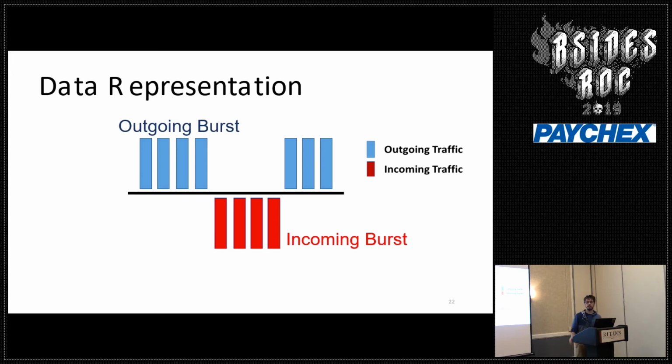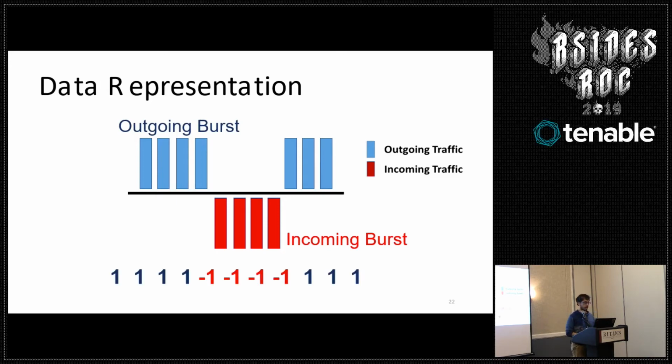The data representation we have is very simple. Remember that I said Tor, all the packets are the same size, essentially. So what we can do is just look at these outgoing bursts of packets from the client to the server, and these incoming bursts from the web server back to the client. And we say, okay, if it's outgoing, we say +1. And if it's incoming, we say -1. And that's it. That's the entire data representation. And that, it turns out, is all we need.